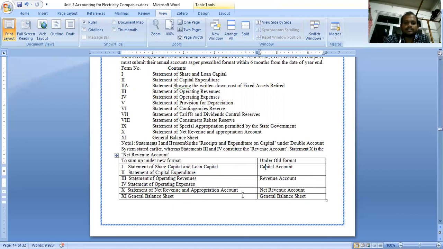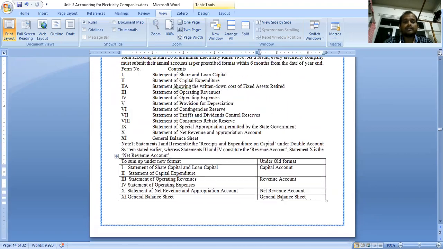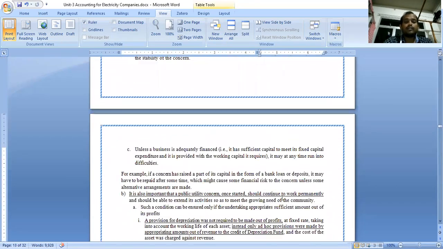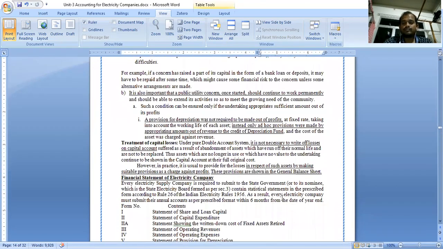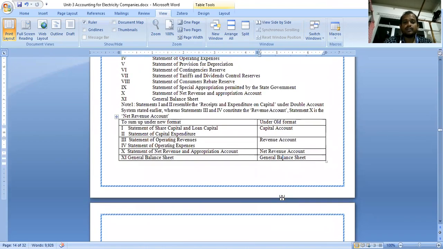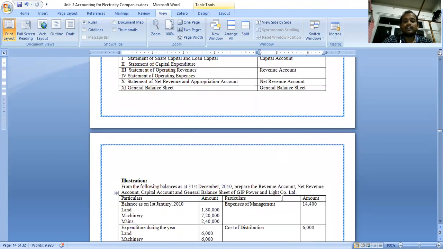So the general balance sheet. The general balance sheet is the same, which contains current assets and current liabilities. Along with those, we have to mention the reserve funds. So this is about the double account system. By using this information, we'll prepare the final accounts.